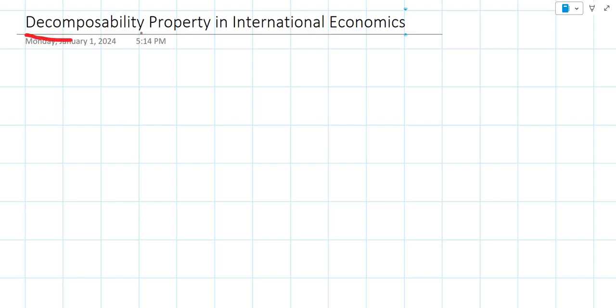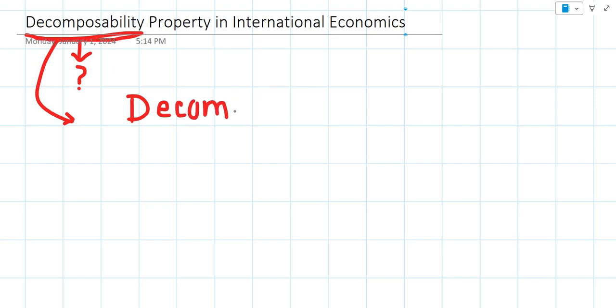In today's video we are going to be considering the decomposability property. Now you might be wondering what the decomposability property is. To understand what the decomposability property is, we first have to understand the term itself. Let's look at the word decomposability. It comes from decompose, right? So something has to be decomposed.